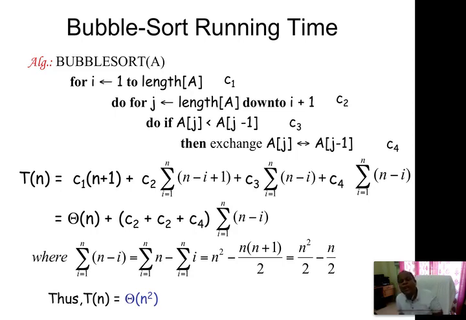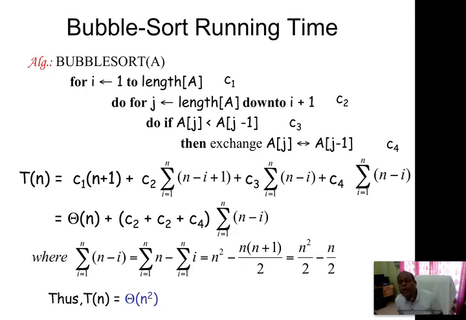Now suppose for each one time it runs, every running of these instructions will take C1, C2, C3, C4 time. Now the question is how many times does each particular instruction run? For C1, how many times will for I is equal to 1 to length of A run? It will run 1 to length of A, that means n times it will enter inside the loop, but for the n plus 1th time it will go out of the loop. Hence T(n) will be C1 into n plus 1.